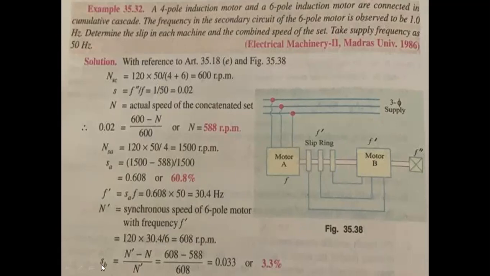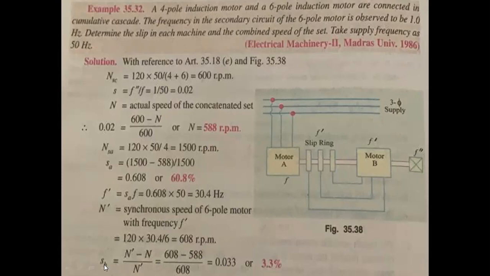From this, we have to calculate the slip. SB is equal to (N dash minus N) by N dash. N dash is, sorry, 608. 608 minus N, 588, by 608. That is equal to 0.033.